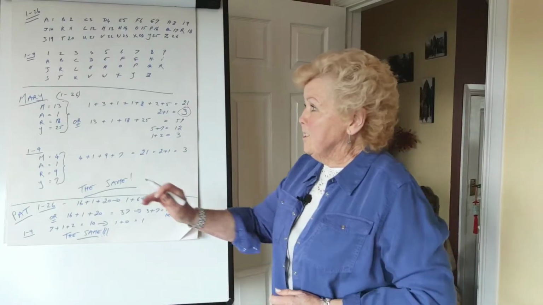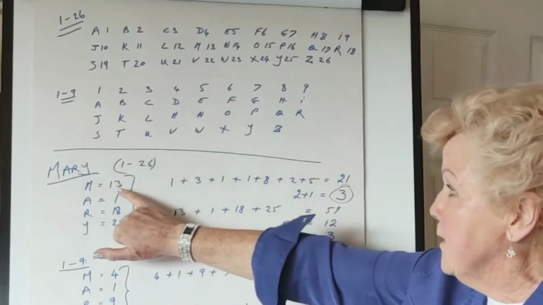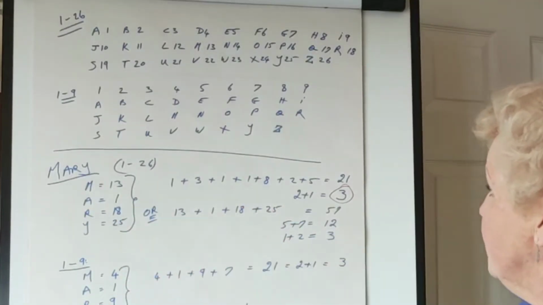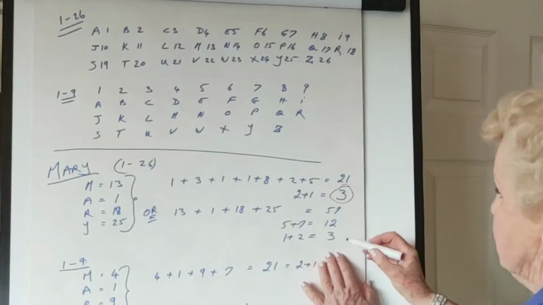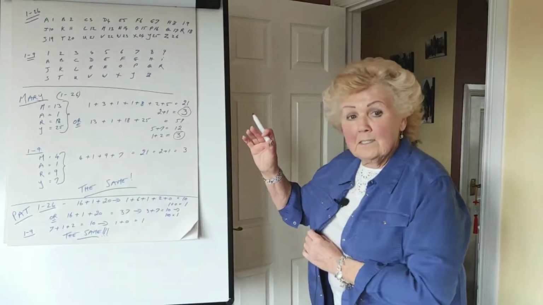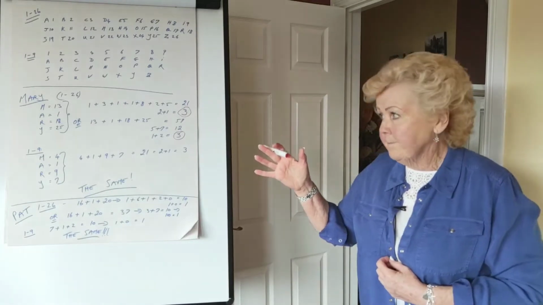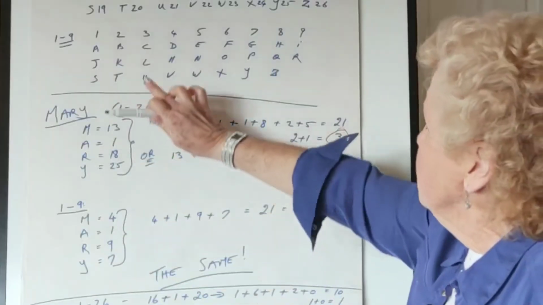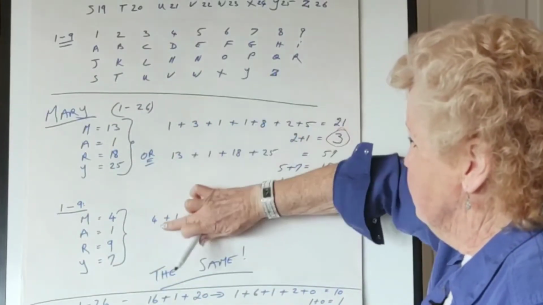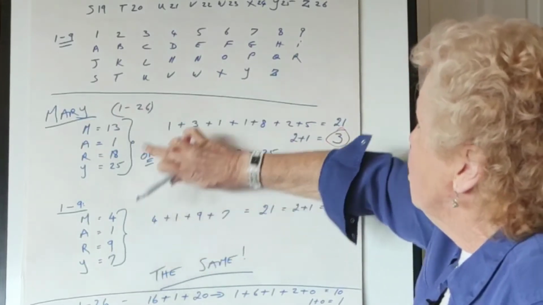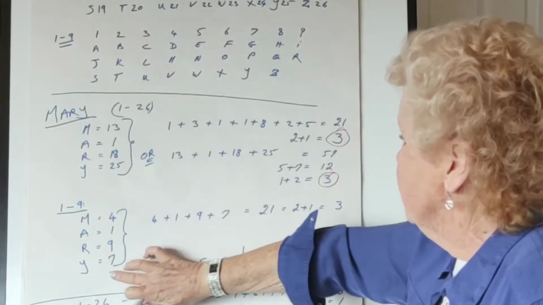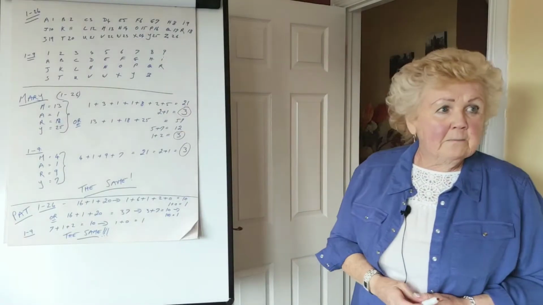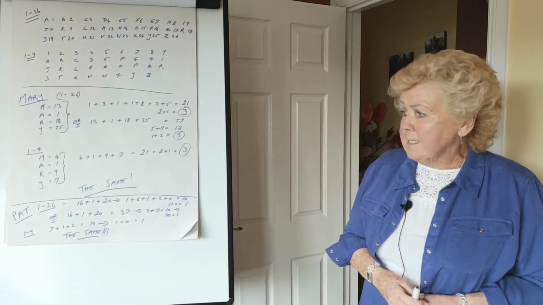Now, without reducing the 13 to 1 plus 3, let's go with the ordinary numbers. Keep that 13. 13 plus 1. Keep the 18, not reduced to 1 plus 8. And 25. We get 57, and 5 plus 7 is 12, and 1 plus 2 is 3. We still get the 3. Now, to me, that's magic. Right, let's try the 1 to 9. Watch what happens here. The M in the 1 to 9 is a 4. So we've got 4, the A is 1, the R is 9, and the Y is 7. Total 21, 2 plus 1 equals 3. Now how do you explain that?